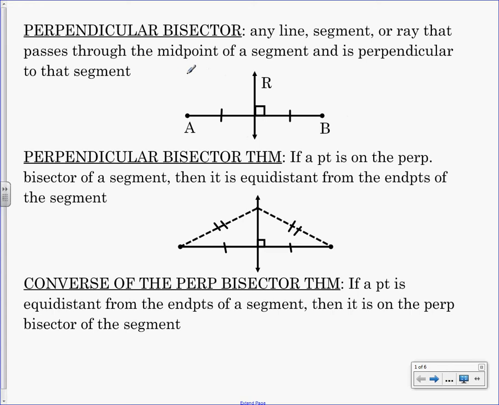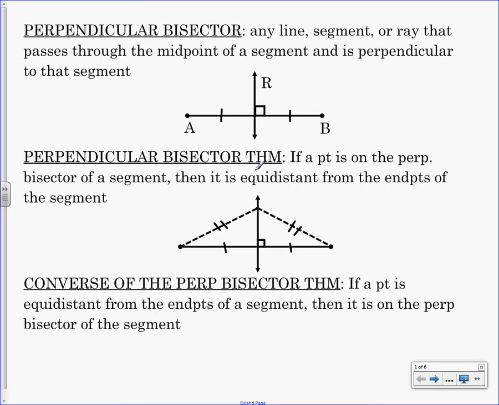So a perpendicular bisector is any line, segment, or ray that passes through the midpoint of a segment and is perpendicular to that segment. So this is a line, obviously. We could have just made it a line segment, or we could have made it a ray. It doesn't matter. But this is our perpendicular bisector because it goes through the midpoint of line segment AB, and it cuts it into two congruent pieces because bisector means two. Bi is two, right?